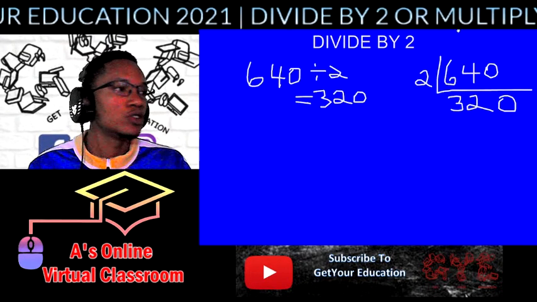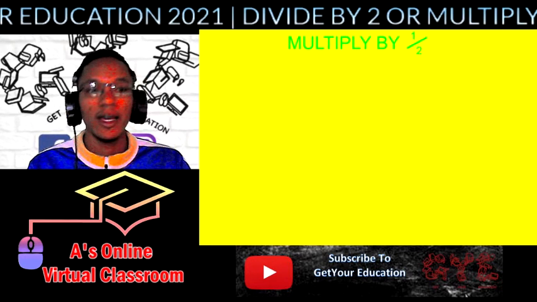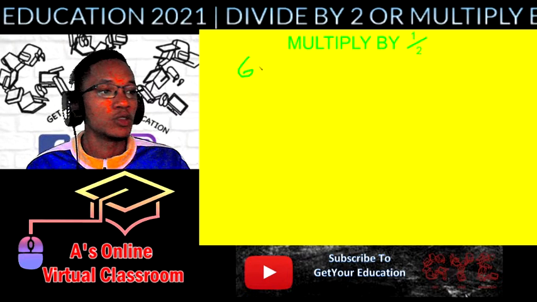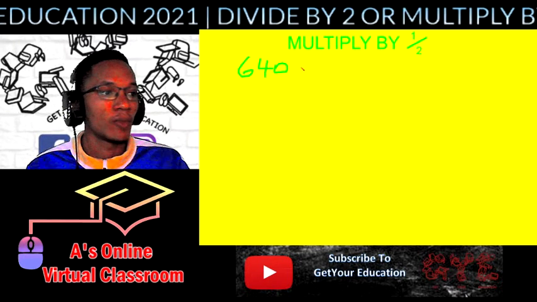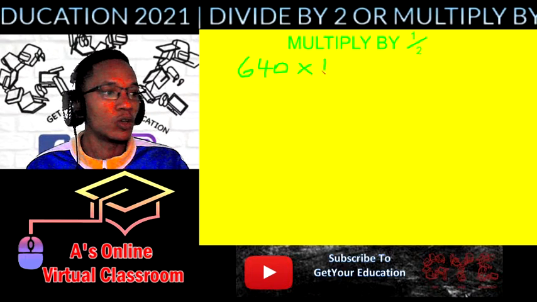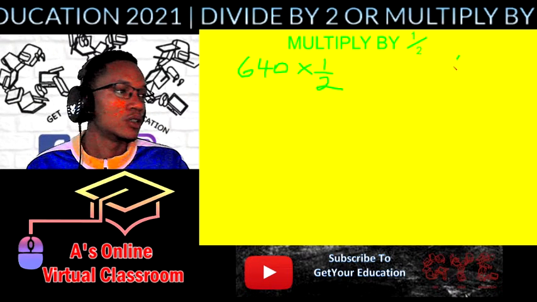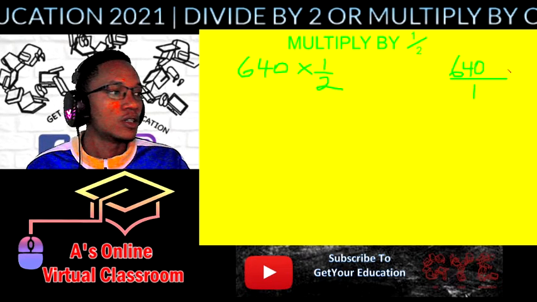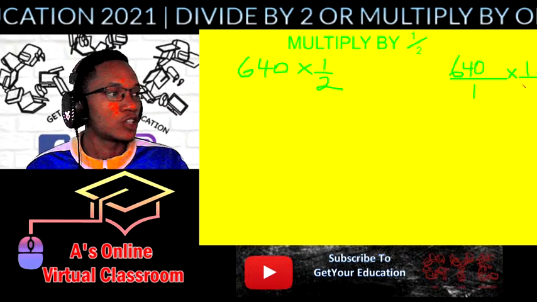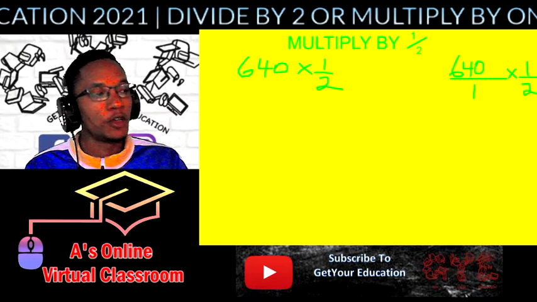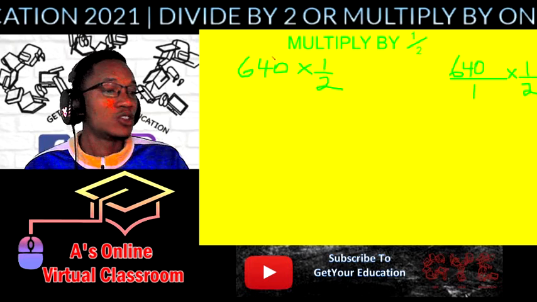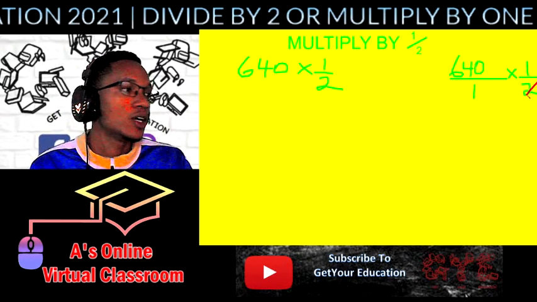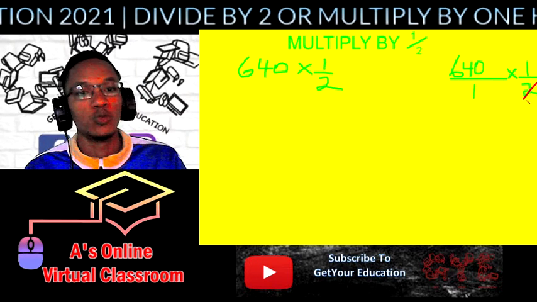Now if we want to multiply by a half the same exact number, 640 multiplied by 1 over 2, that means we have to change 640 to a fraction because we're multiplying it by a fraction, and then we reduce and multiply. So when you are multiplying by a half, if you notice here, you can see you are still going to divide by 2.